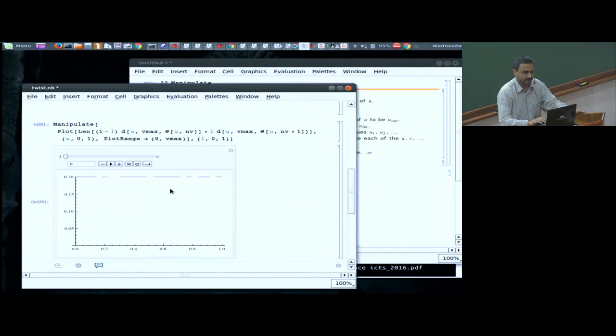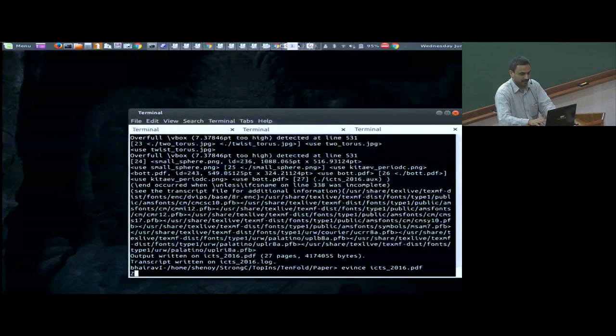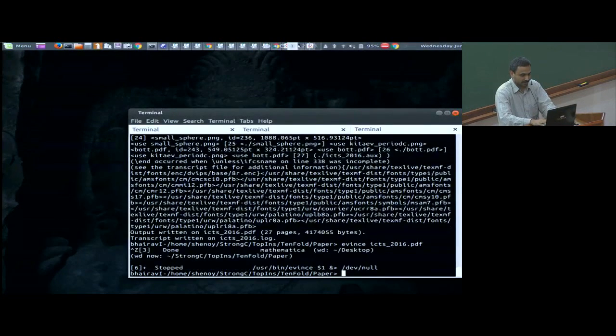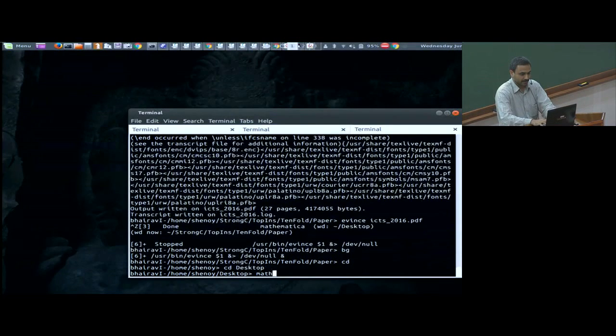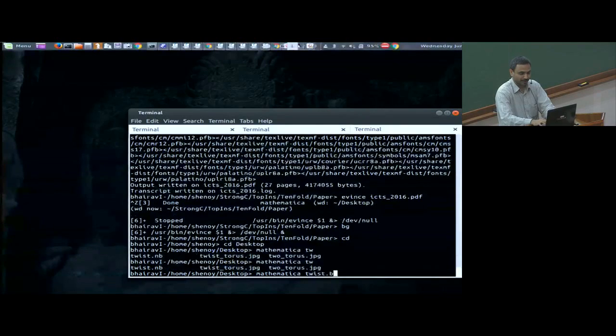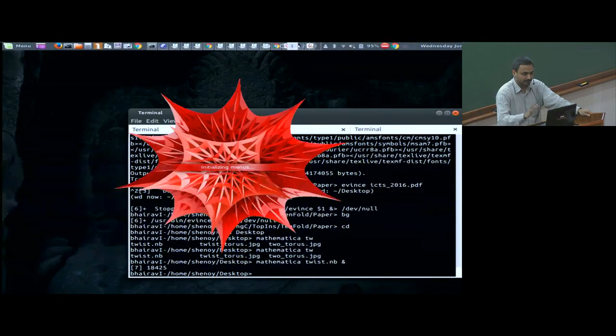Quit. Save. Don't save. Okay, Control Z, PG, CD desktop, Mathematica, twist. Yeah, this is part of the school actually, how to run Mathematica. Okay. Yeah, I'm really sorry about this. I actually tried hard, but.